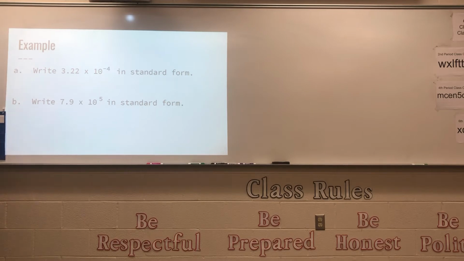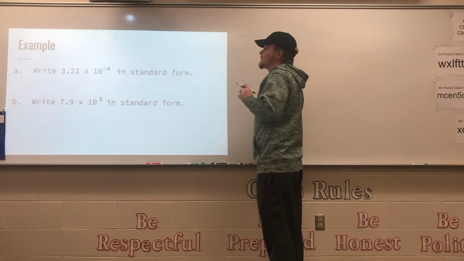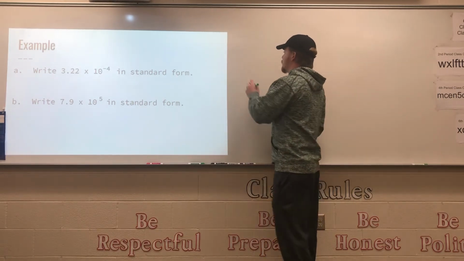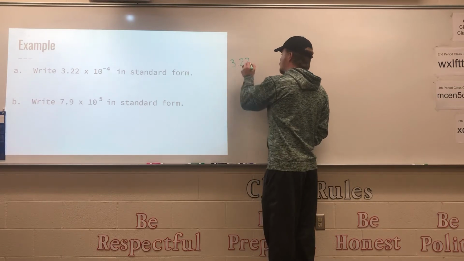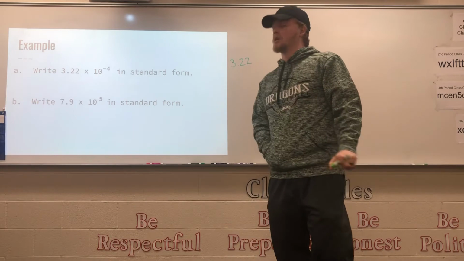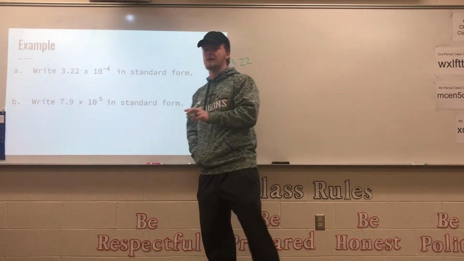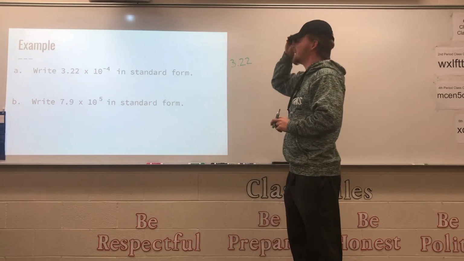So let's look at each of these. Part A says, write 3.22 times 10 to the negative fourth in standard form. First, the way you start this is you just write down your factor. So our factor is 3.22. Again, you pay attention. The biggest part of writing scientific notation in standard form is paying attention to that exponent. So our exponent here is negative 4.